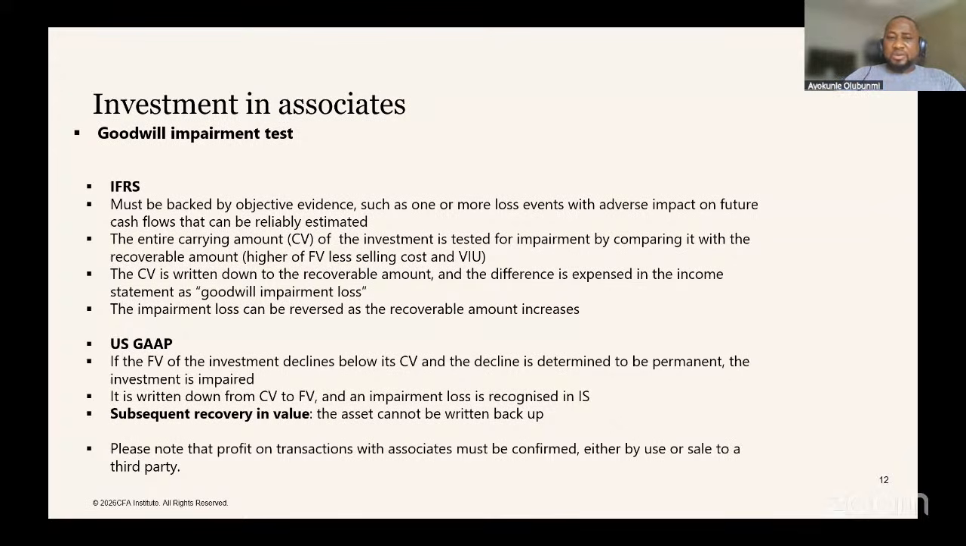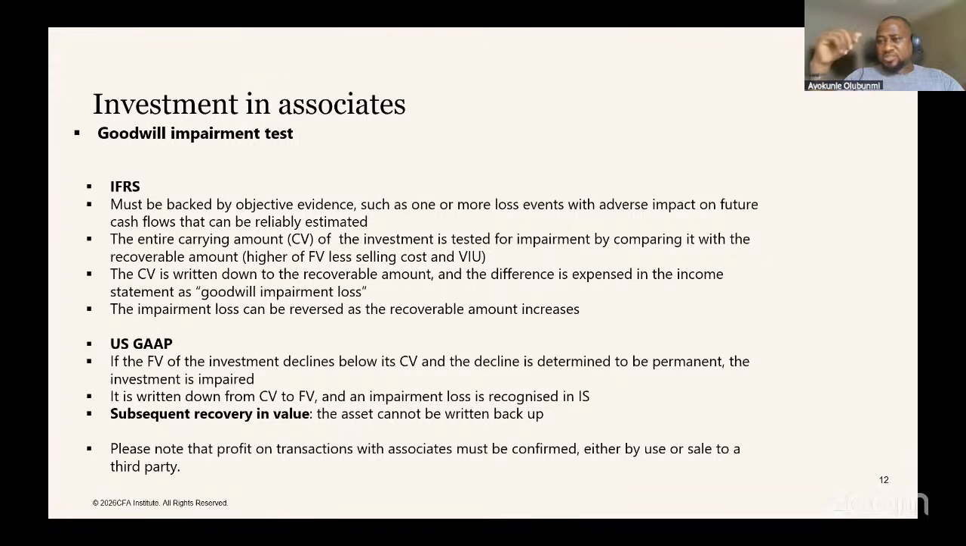For US GAAP, the standard says that you write it down if there is a decline in the fair value, and that decline is determined to be permanent. Then you need to write it down to the fair value. And under US GAAP, once the asset is written down, it cannot be written up. Then of course you recall that whenever there are transactions between the investor and the investee company and the profit is not confirmed either by use or by sale to a third party, we need to adjust for that unconfirmed profit in the income from associates.